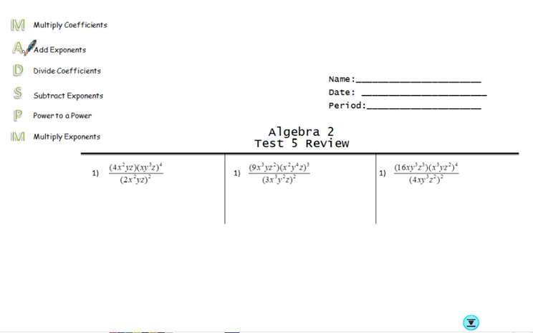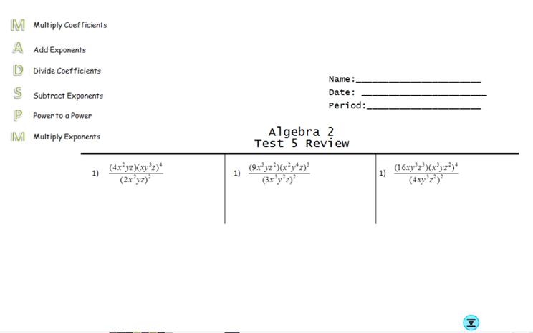Just like "please excuse my dear Aunt Sally" is a way to remember the order of operations, I've got a little thing here for you to remember, MADSPM, however you want to think of it. It gives us a little memory trick to remember the rules of exponents, because what's tricky about exponents is sometimes you add them, sometimes you subtract them, sometimes you multiply them. It can be confusing to remember when you do which. So this is a little tool that will help us remember that.